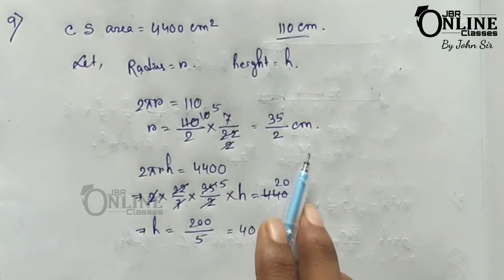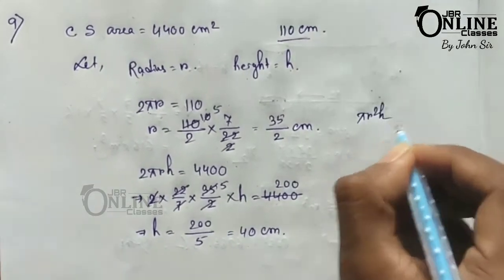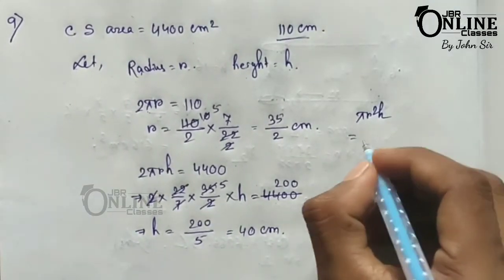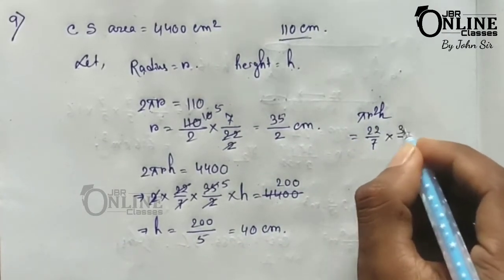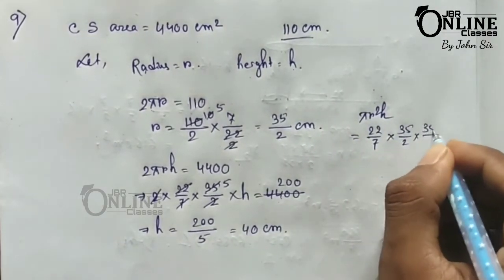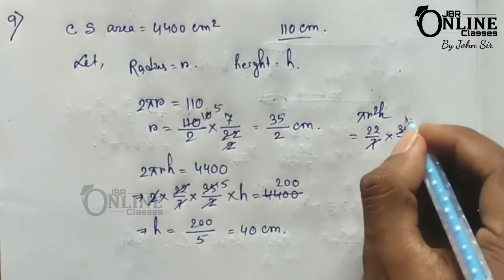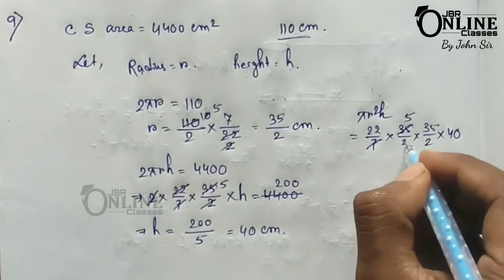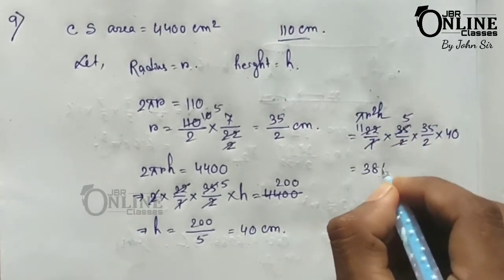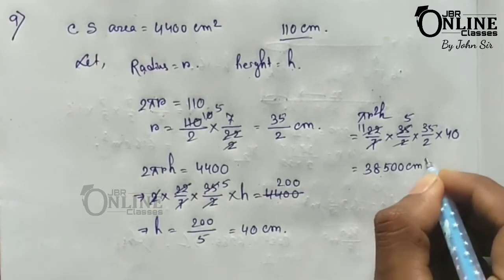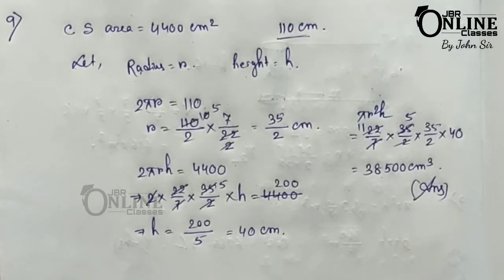Now next you have to find out the volume of the cylinder. So to find out the volume of the cylinder, we have to apply the formula pi r square h. So according to the problem, that equals pi means 22 by 7, r square means 35 by 2, again 35 by 2, and h equals 40. Okay, so here 7 divided 30 by 5, now 2, it's 11. So finally you will get 38500 centimeter cube. So that is the second answer from that problem.